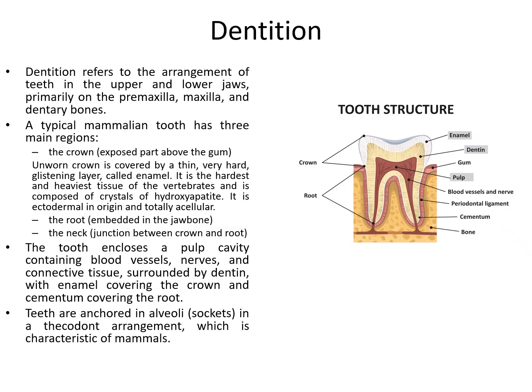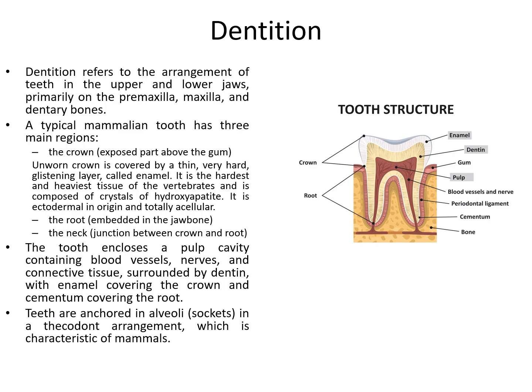Dentition refers to the arrangement of teeth in the upper and lower jaw, primarily on the premaxilla, maxilla, and dentary bones. A typical mammalian tooth has three main regions. The first one is crown, which is the exposed part above the gum. Unworn crown is covered by a thin, very hard glistening layer called enamel. It is the hardest and heaviest tissue of the vertebrates, and it is composed of crystals of hydroxyapatite. It is ectodermal in origin and totally acellular.